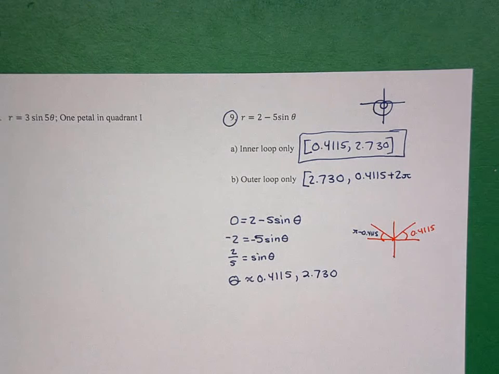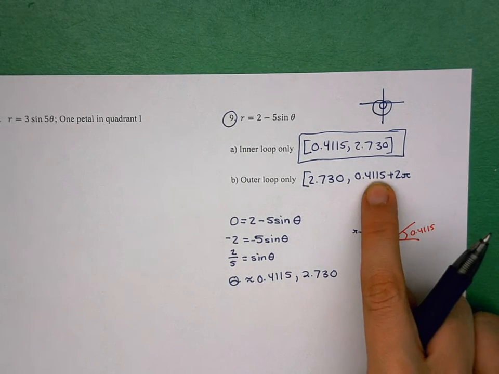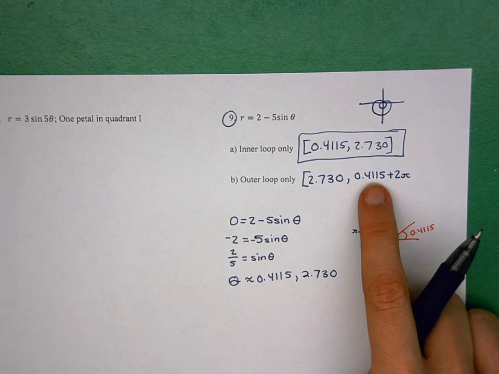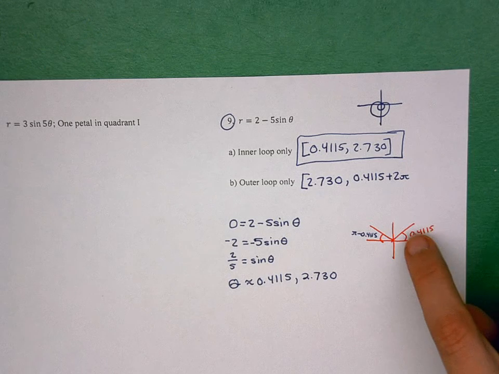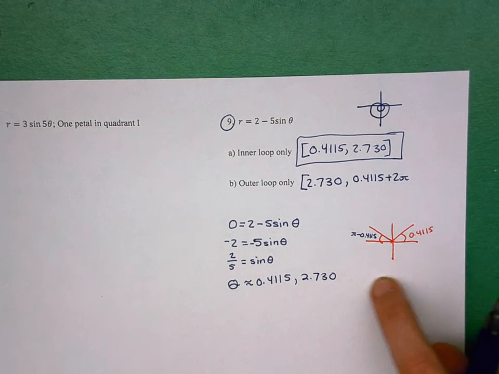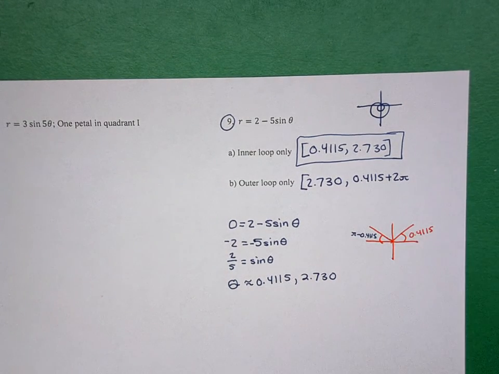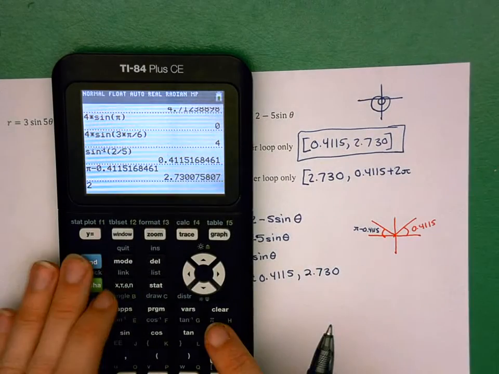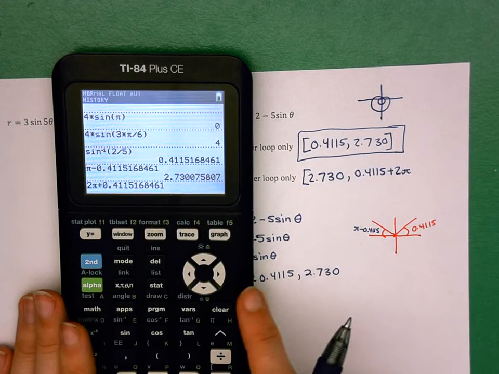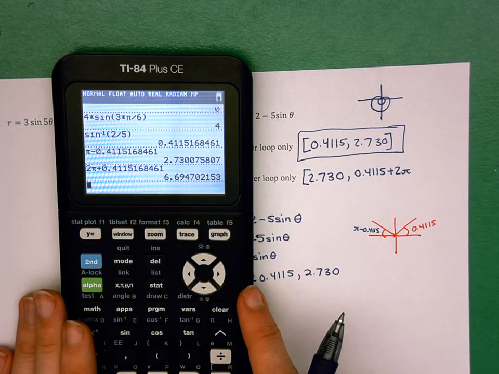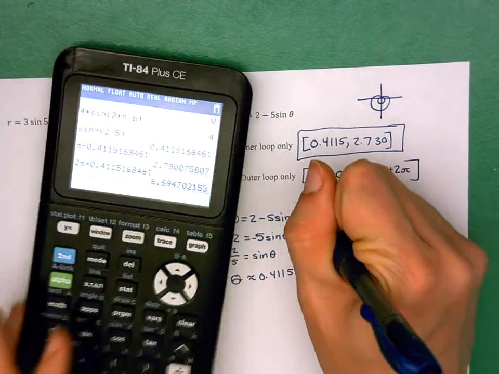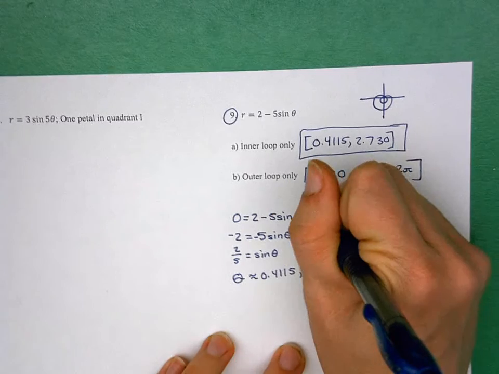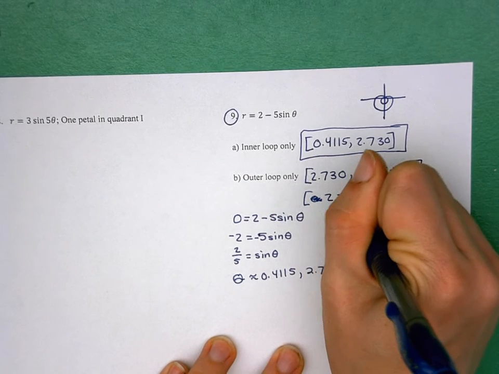Remember, back when we first learned coterminal angles, that tells me that this 0.4115, where that exists on my unit circle, if I add 2 pi to it, I've gone one full rotation around and land in the exact same spot. So we're going to call it that. This is going to be 2 pi plus that 0.4115 angle, which is about 6.694. So the outer loop goes from 2.730 to 6.694.